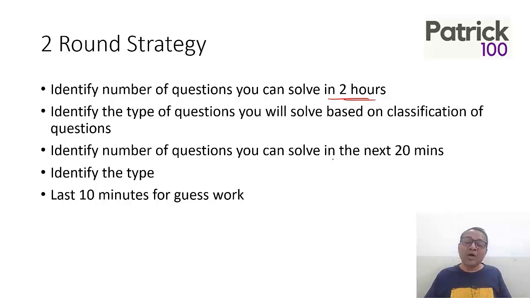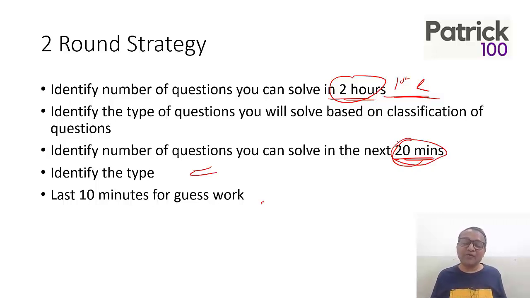Then, in the next 20 minutes, you go to some more questions which may take more time and give you fewer marks per minute. I can identify a type which will be in the second round. So this is the 2-hour first round, where you solve all the questions that you can complete in less time and get more marks. Then you keep 20 minutes aside for questions which take slightly more time, and the last 10 minutes for guesswork. That is the two-round strategy.